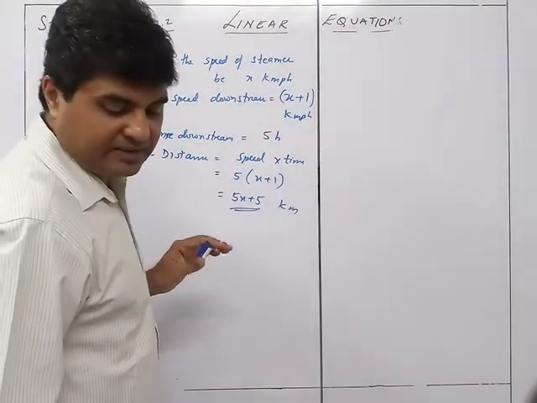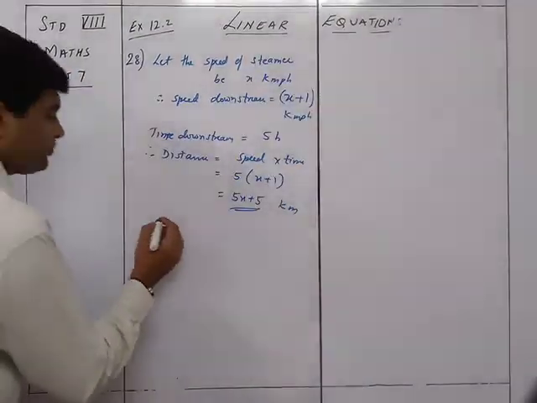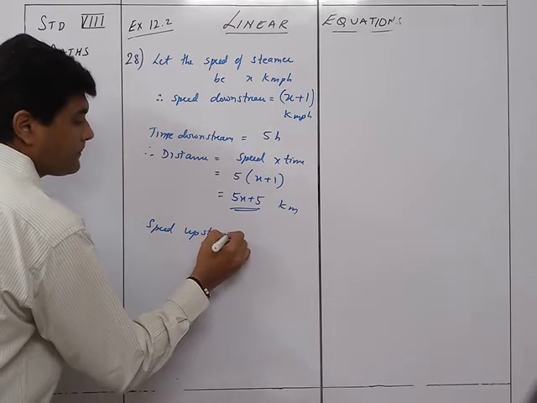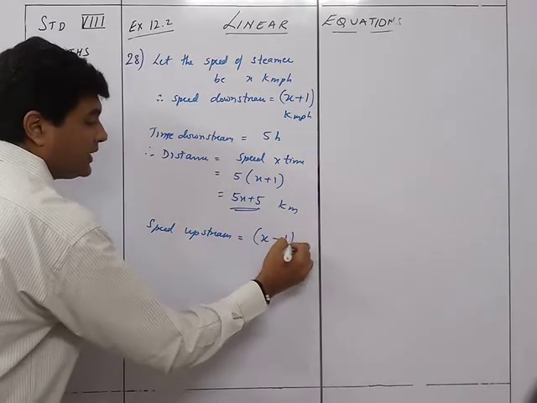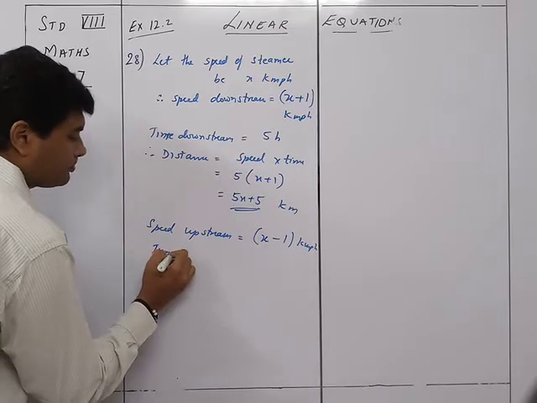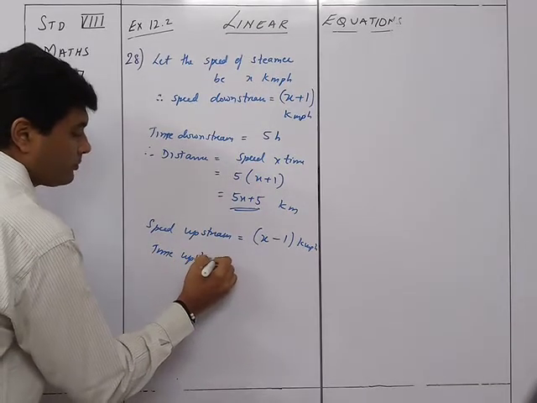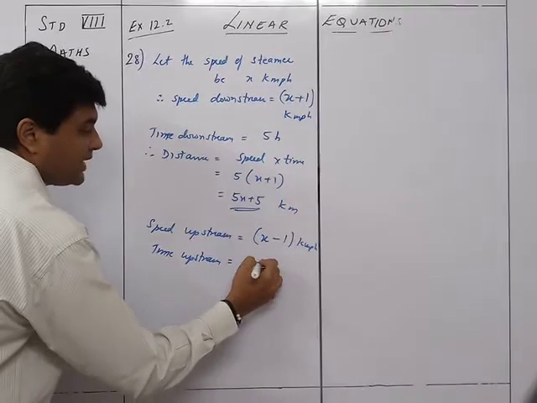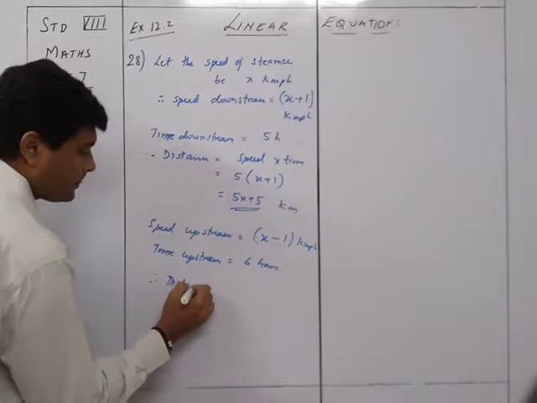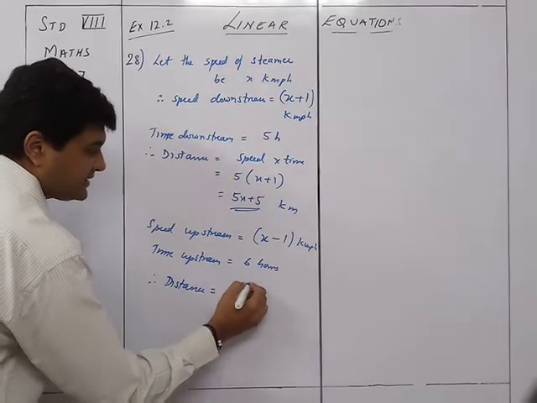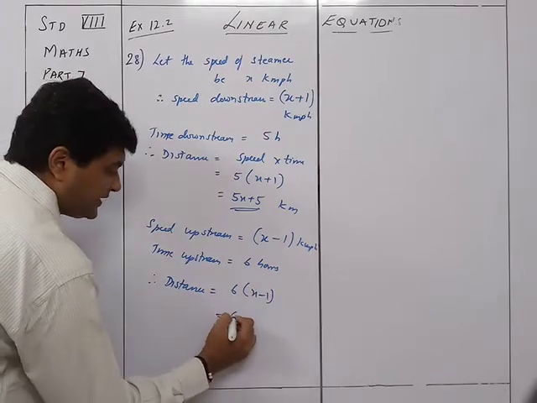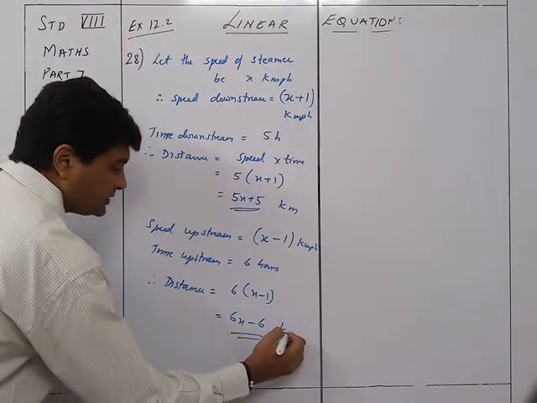Similarly, they are given the same distance. They are traveling upstream in 6 hours. So speed upstream is equal to x minus 1 kilometers per hour. Time upstream is equal to 6 hours. Therefore, distance is equal to 6 into x minus 1, which is equal to 6x minus 6 kilometers.